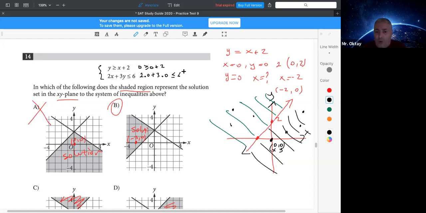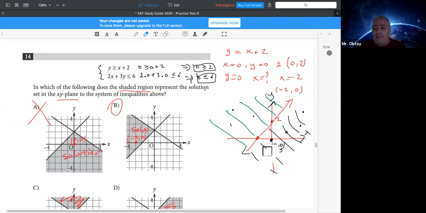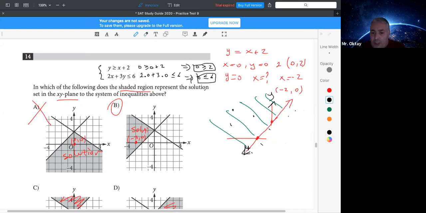Now, let's check, is it correct or not? 0 is greater than or equal to 2. And here, 0 is less than or equal to 6. This part is correct, but this part is not correct. Solution means common, so for both of them it must be correct. So 0, 0, unfortunately, is not in the solution. That means I have to clean this part. My solution is only here, the region bounded by the line and above the line. All the points here satisfy.